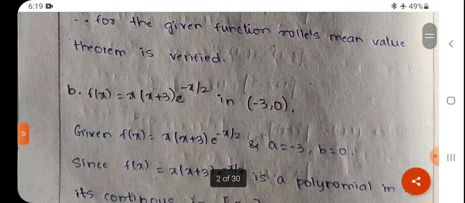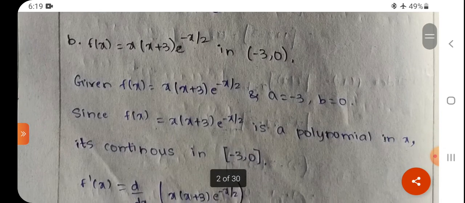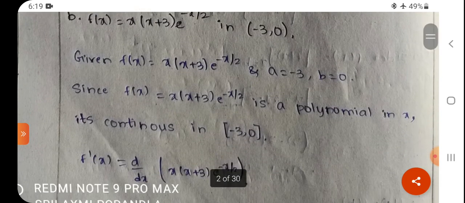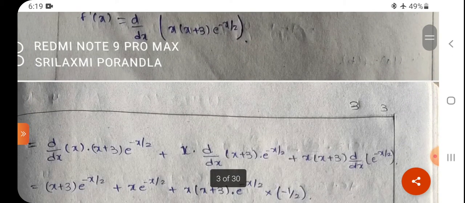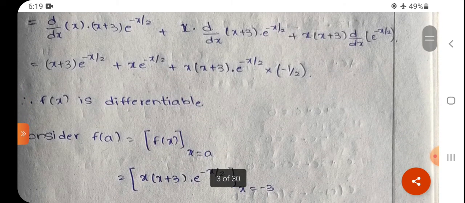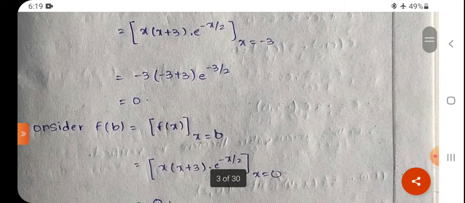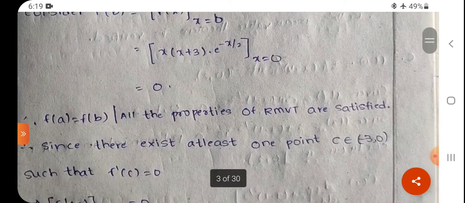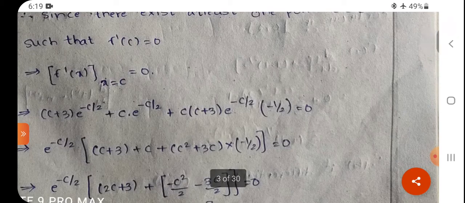First bit over. Coming to the second bit in Rolle's mean value theorem, function is given and you are just identifying the lower and upper limits. Anyhow it is a polynomial, it is continuous, and you are calculating the derivative. Since it is x into x plus 3 e power minus x by 2, you are using the UV rule, and finally you are going to get one expression so that it is differentiable. And you are calculating f of a value, here it is 0 and f of b is also equal to 0. So that you are calculating f dash of c equal to 0.